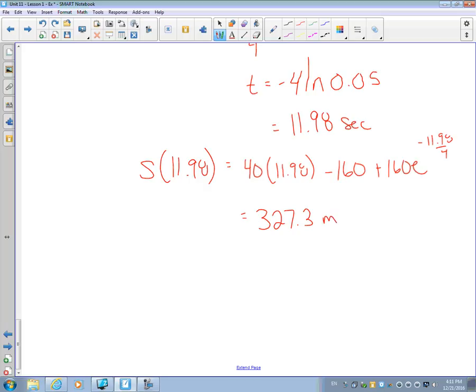327.3 meters. Okay, so that's an introduction of how we can use e, what e is, continuous growth or decay, how we can take derivatives, and how we can apply derivatives and solve things using the inverse of e, the natural log, which we call ln.